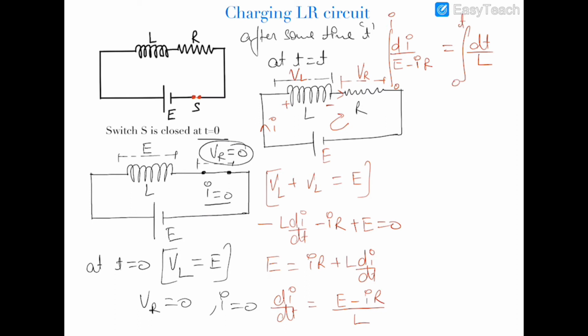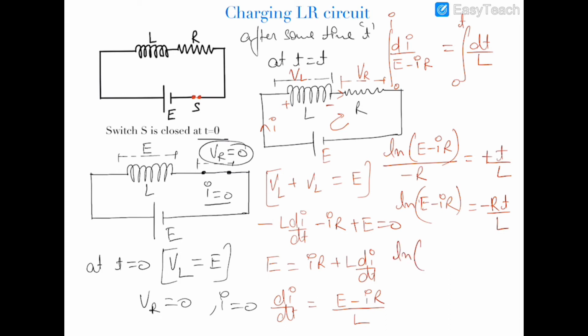So integration of the current would be ln (E minus IR) divided by minus R. This is equal to minus t by L, and ln (E minus IR) is equal to, in fact this would be plus, minus Rt upon L. And I am taking anti-log, and it is E minus IR is equal to e to the power minus Rt by L, and I is equal to E upon R into 1 minus e to the power minus Rt by L. I would write this equation again on the next page.